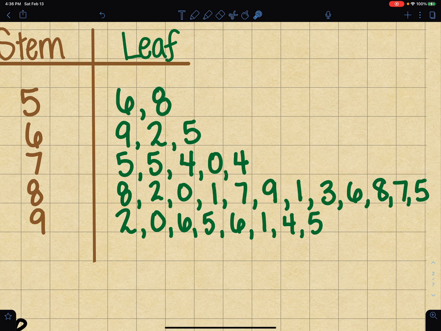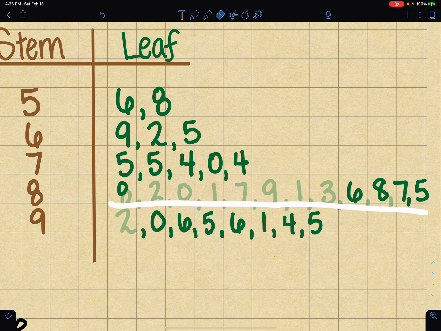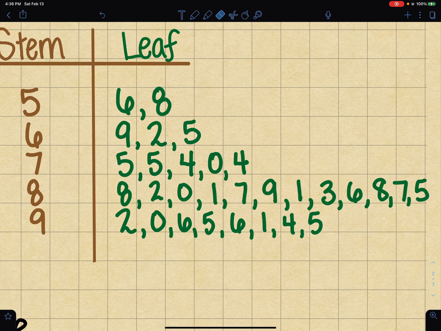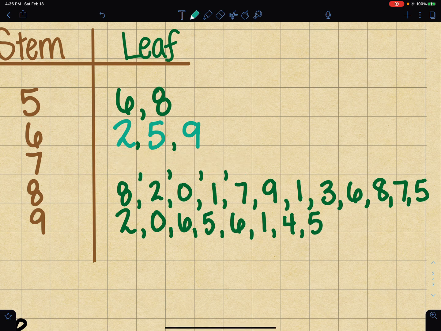And you can get some information, but if you really want to organize it even better, you can put these numbers in order from least to greatest. So for example, this one's already organized like that, but this next one, instead of 925, you can do, well, let's make it green because they're leaves. 2, 5, 9. Okay, and you would do that for each one. 55404 would be 5, 5, 4, 0, 4 in order. Okay, it would be that, right?